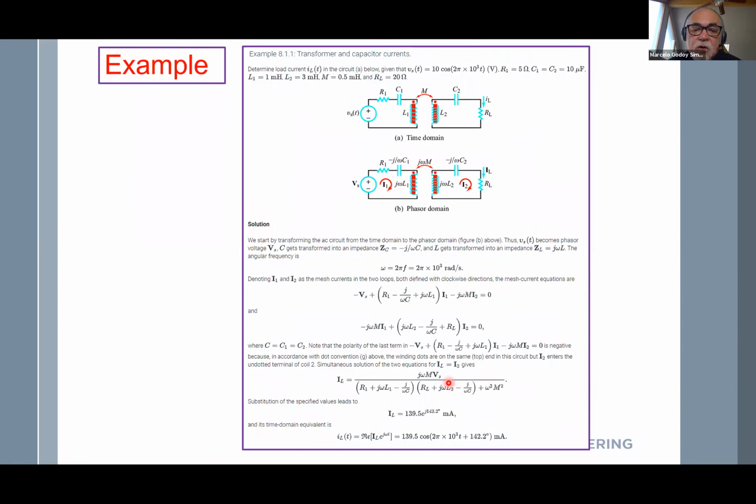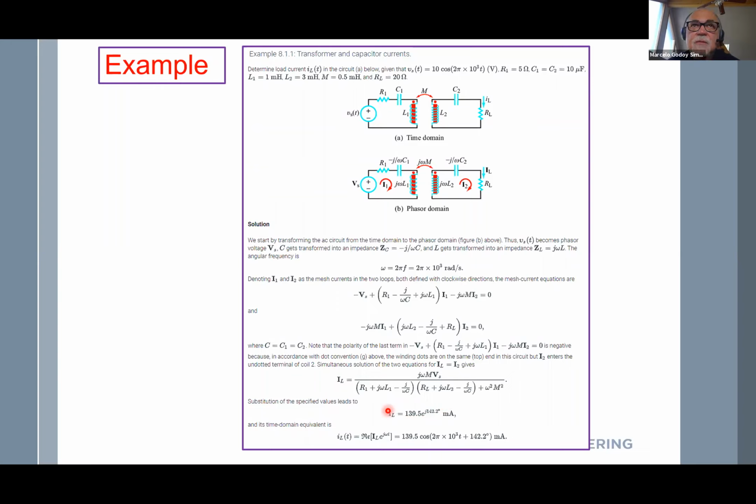So after you solve it, what you have here is J omega M multiplied by the phasor voltage Vs divided by this denominator here, which is a complex number. You can do that by hand. You can do that in your calculator or using MATLAB. At the end, IL will be a phasor that is 139.5 phase 142.2 degrees. Okay, why is it written like this?